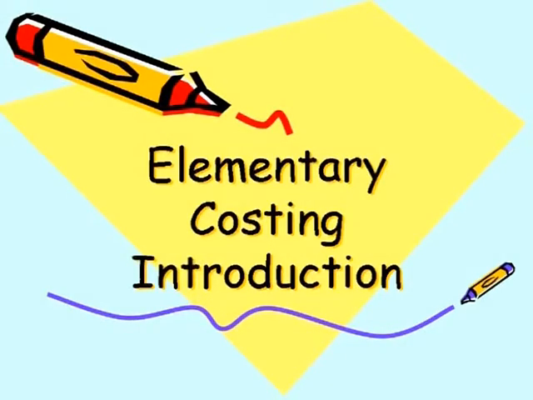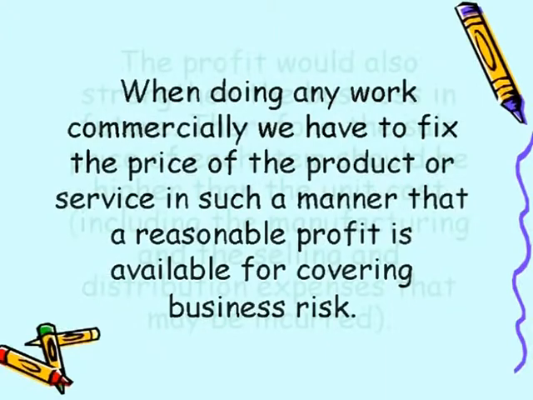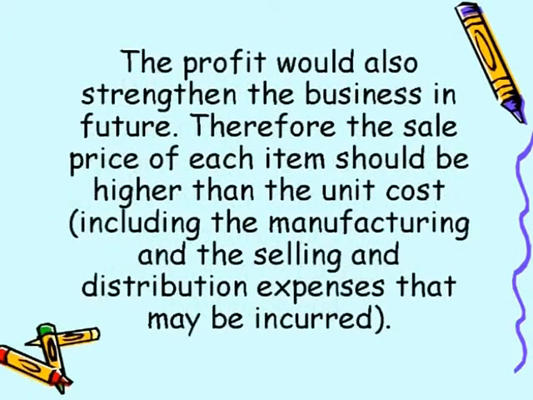Elementary costing. Introduction. When doing any work commercially, we have to fix the price of the product or service in such a manner that a reasonable profit is available for covering business risk. The profit would also strengthen the business in future. Therefore, the sale price of each item should be higher than the unit cost, including the manufacturing and the selling and distribution expenses that may be incurred.